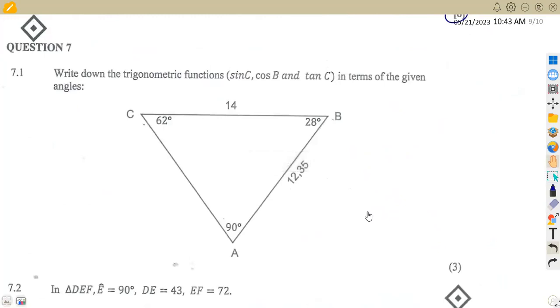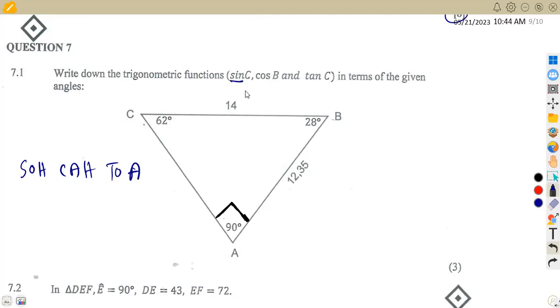the trigonometric functions: sine C, cosine B, and so forth. Okay, so take note here, guys. We are given 90 degrees, meaning to say this is a right angle. No matter how your diagram looks, this is a 90 degree angle. So remember, from our ratios, let's write this out.